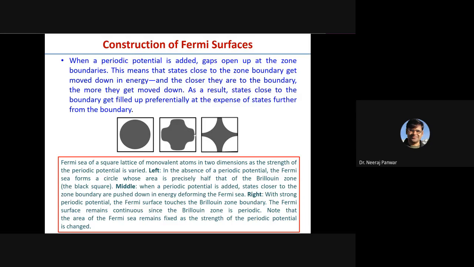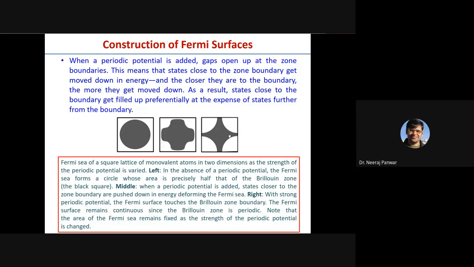These states again would shift here because this portion is the nearest one to the zone boundary, and these states would be filled and these states would become empty. So this is the variation of the Fermi surface. Here the potential is zero, here the potential is weak, and here we have the strongest potential where the Fermi surface will interact with the zone boundary.